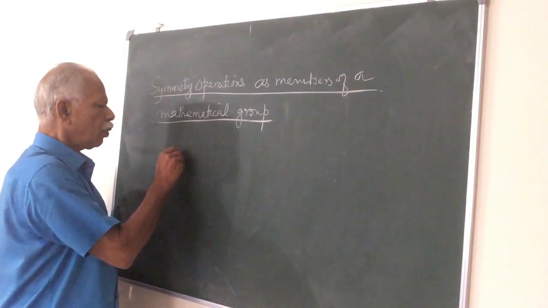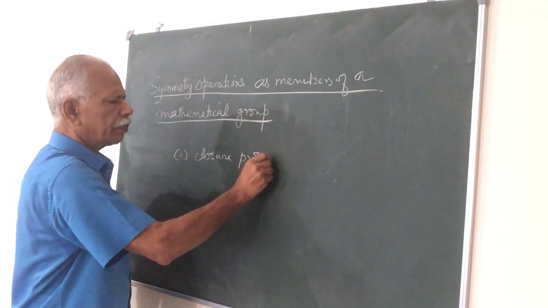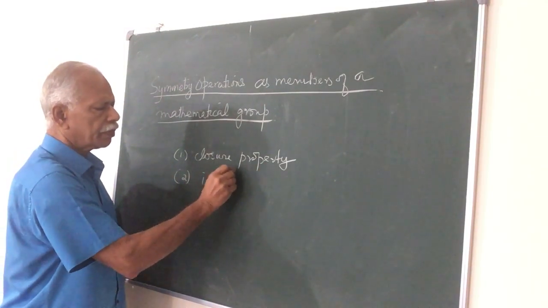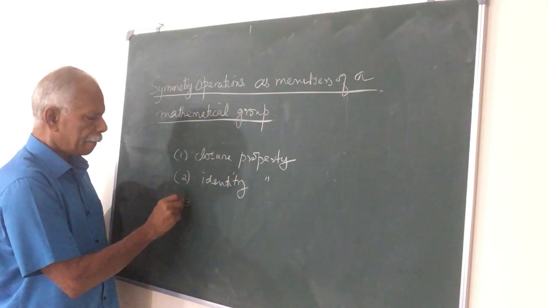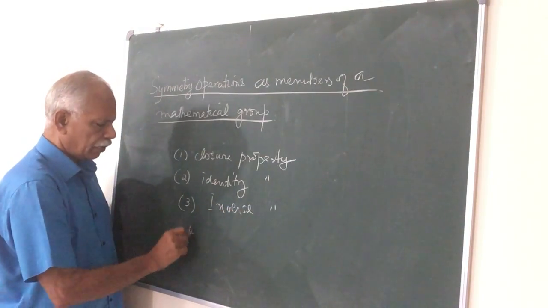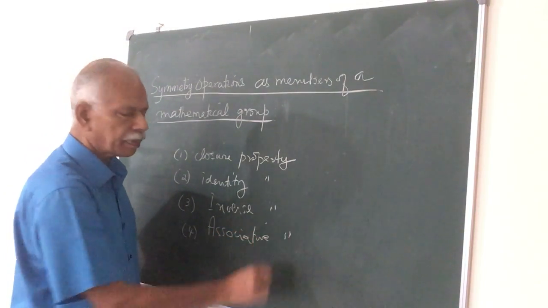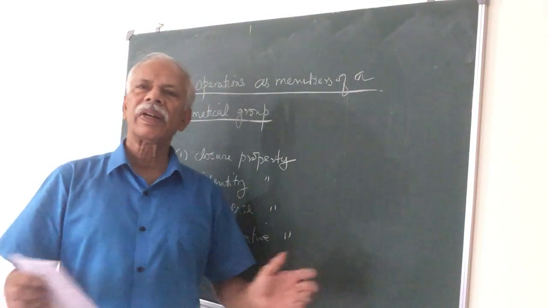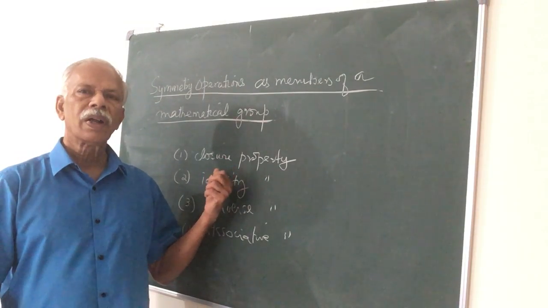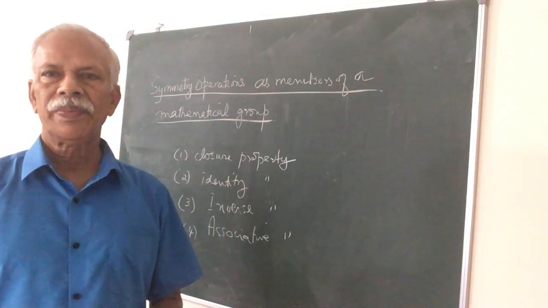These rules are: 1. Closure property. 2. Identity property. 3. Inverse property. And 4th, associative property. A collection of entities which are interrelated, obeying these four rules: closure, identity, inverse, and associative properties.